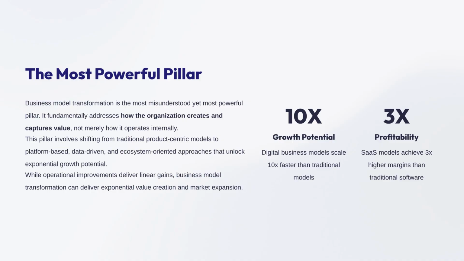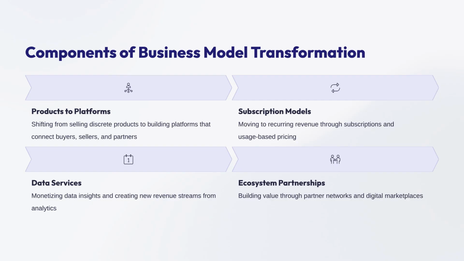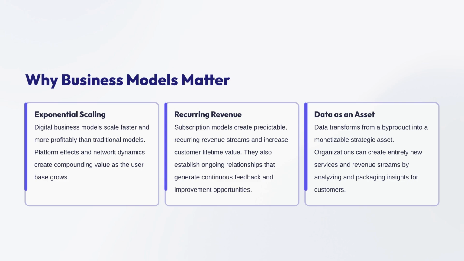This is the most powerful pillar, addressing how value is created and captured. It involves shifting to platform-based and data-driven approaches. While operations deliver linear gains, business model transformation unlocks exponential growth potential. Key components include shifting from products to platforms, adopting subscription models for recurring revenue, monetizing data services, and building value through ecosystem partnerships. Business model transformation enables exponential scaling, creates predictable recurring revenue, and transforms data into a monetizable strategic asset, driving new services and revenue streams.